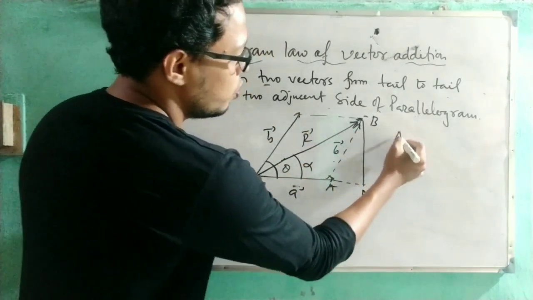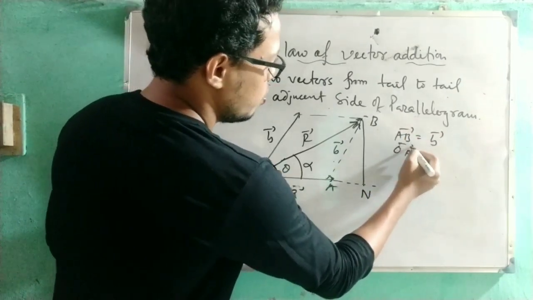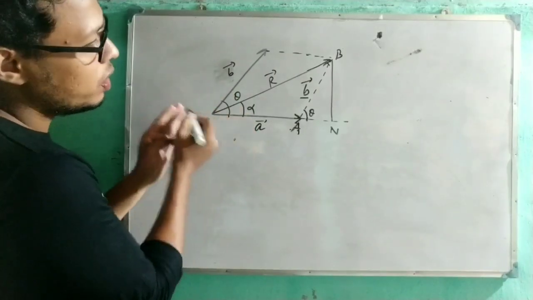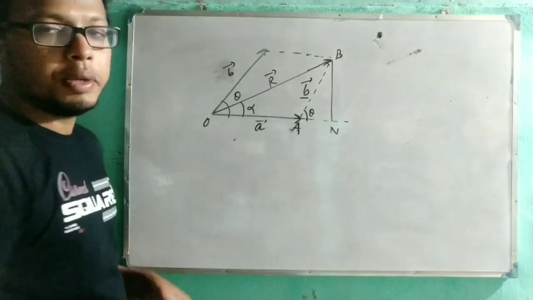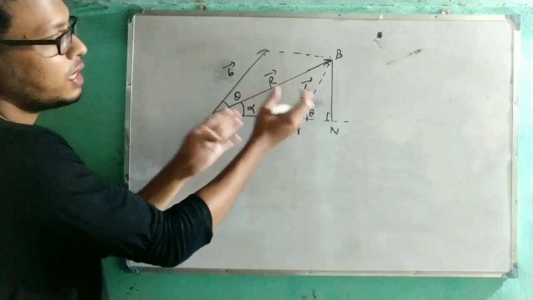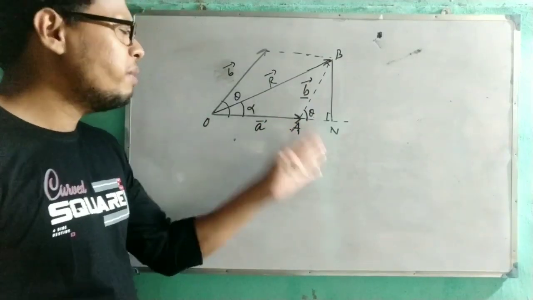Means AB is also the B vector, and OA will be the A vector. As the angle between A and B is theta, this angle will also be theta, and this is normal, meaning 90 degrees. Now see, this is the same diagram as the triangle law, so apply the same principle and the same derivation.